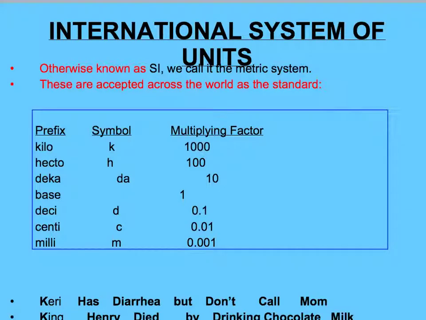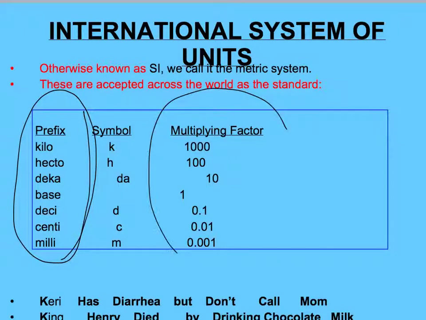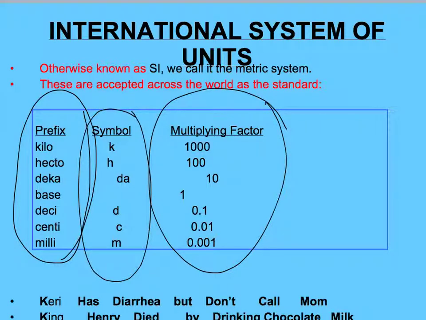So in science, we talked about using the metric system. Something with the metric system that you need to be able to do, which you've probably seen before, is you need to be able to convert from different units in the metric system. So metrics are pretty easy because they all follow the same pattern. They have prefixes that go along with multiplying factors. And each prefix has a symbol or abbreviation. You can see that in the middle.